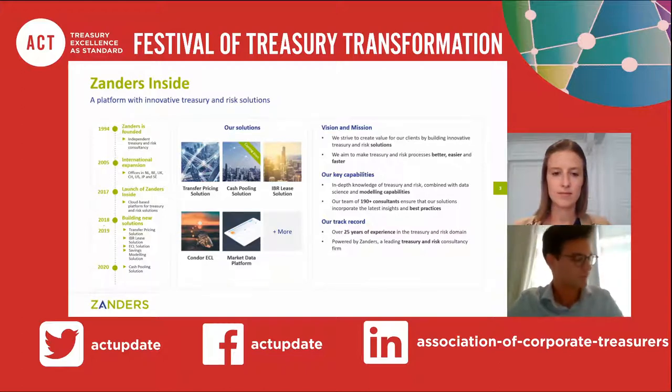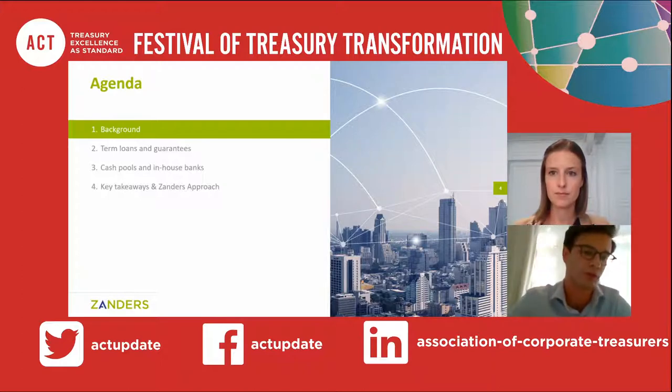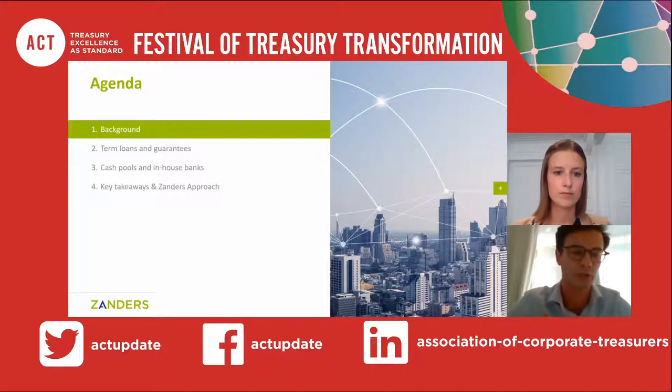That being said, the agenda for today looks like the following. First, we would like to give you some more background on transfer pricing and why it is important for corporate treasurers. Secondly, we will focus on the arm's length pricing of intercompany loans and financial guarantees, so standalone financial transactions within the group. Thirdly, we will switch towards pool types of transaction, so the determination of internal in-house bank interest rates and cash pool rates, as there is much more complexity in this process compared to intercompany loans. And then lastly, we'll give you the key takeaways for today and also suggest the Zanders approach based on client cases.